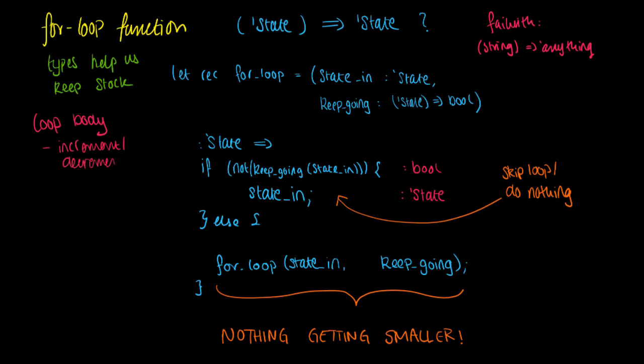We need a way to get from our current state, state in of type state, to a new state, or in other words, a function. Let's call it loop body of type state goes to state.